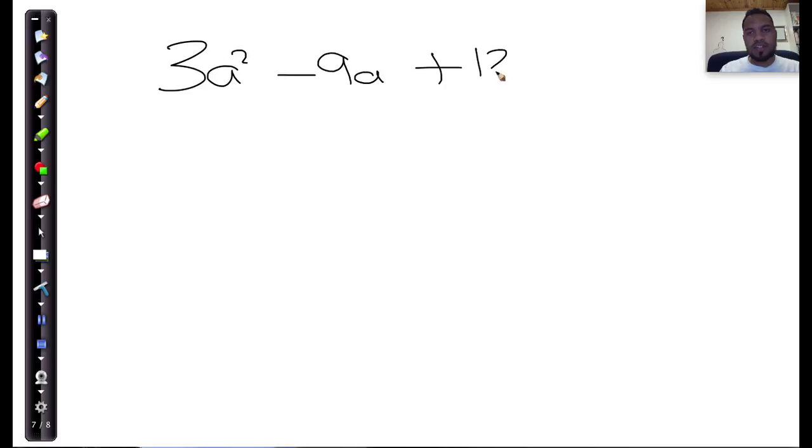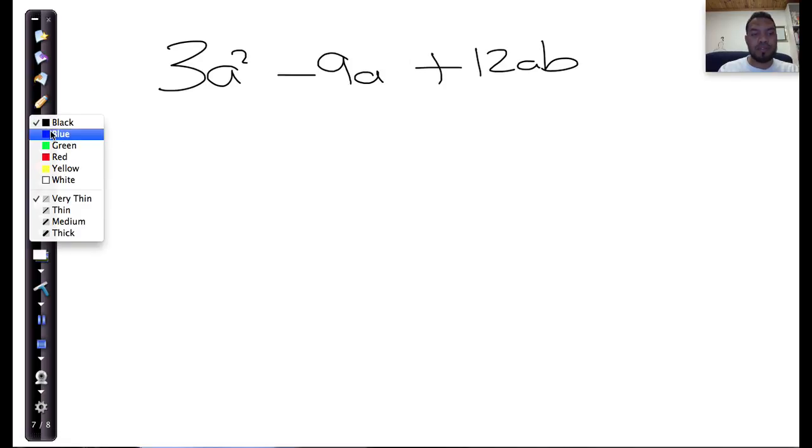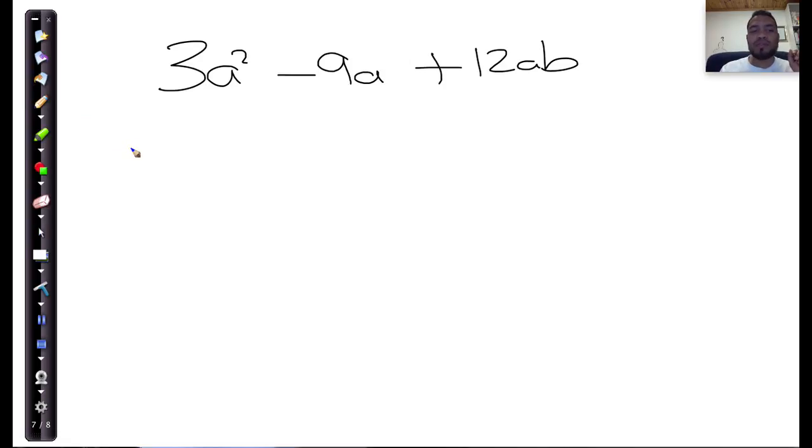In this case, I'm going to make this an algebraic example with a numerical example integrated in one: 3a squared minus 9a plus 12ab. And so the big question over here is, let's factorize. Remember, we're only doing the first type of factorization right now. We're only looking at the golden rule. Before you do any type of factorization, always check for a common factor. And so far, that's the only one we've learned.